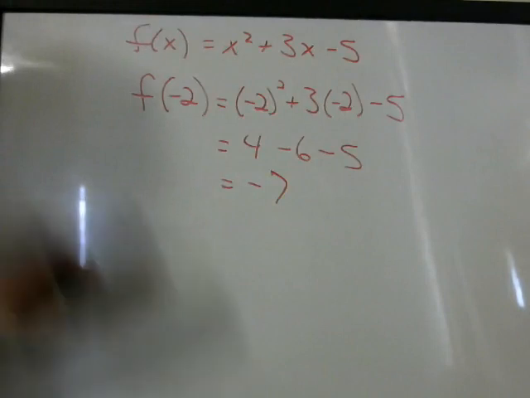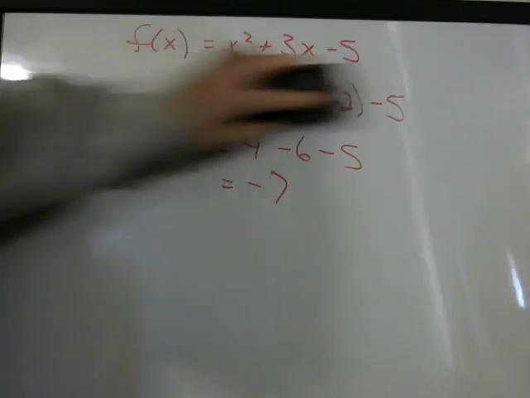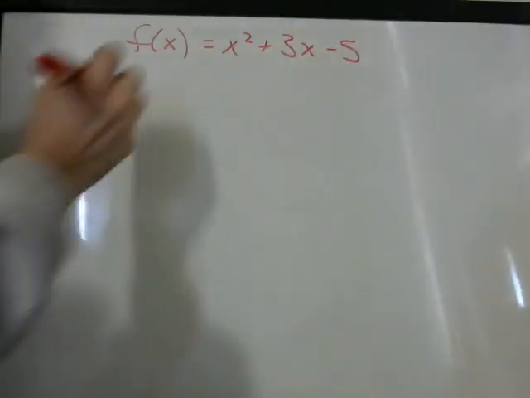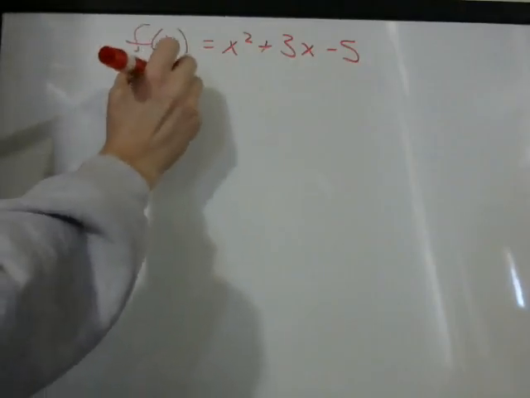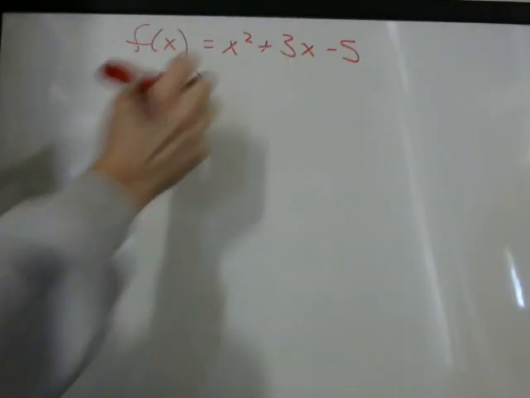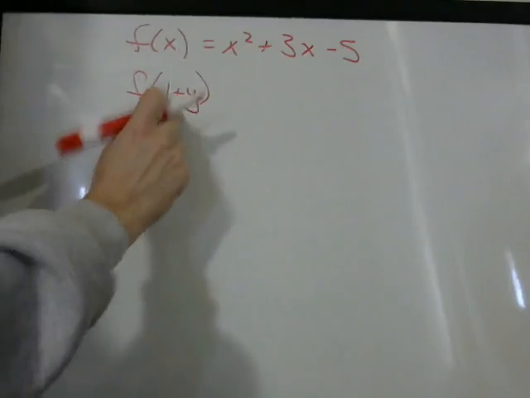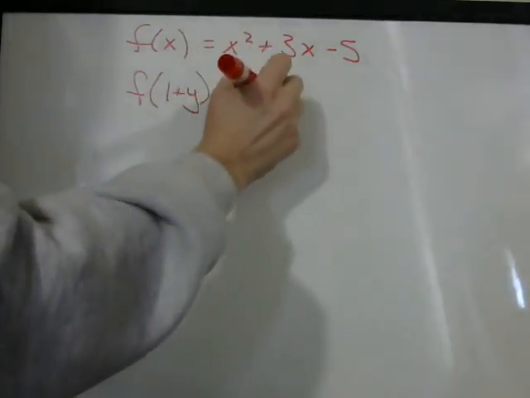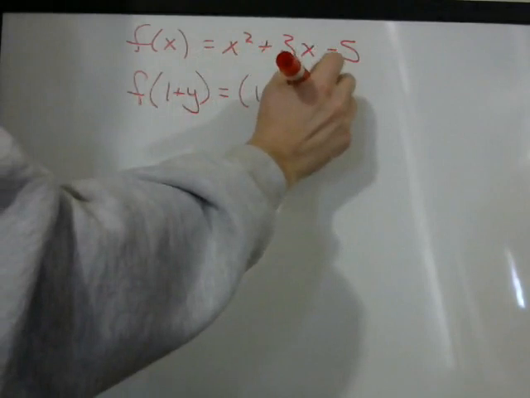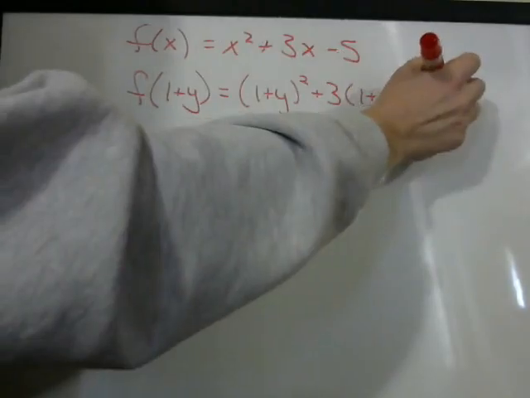Let me do one more thing. This is really the kind of questions you're most likely to get. But just to show you, if you had f of, let's just say 1 plus y, you would replace every x with 1 plus y. So it's the same process. Just because this is more complicated, you still do the same thing. So it would be 1 plus y squared, plus 3 times 1 plus y, minus 5.